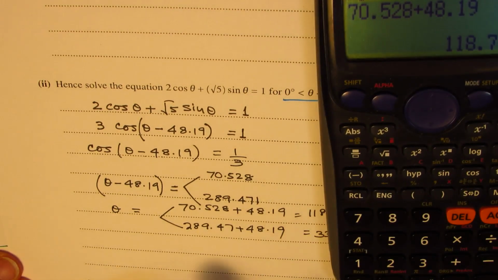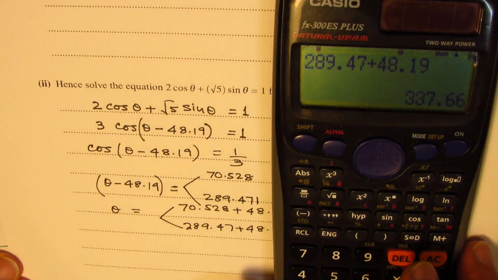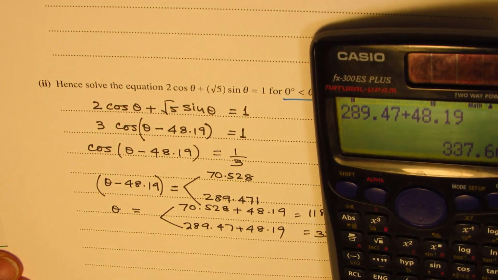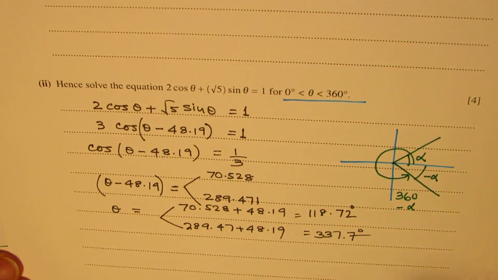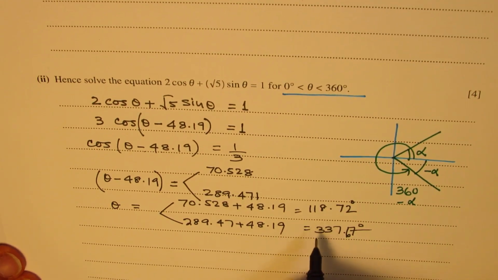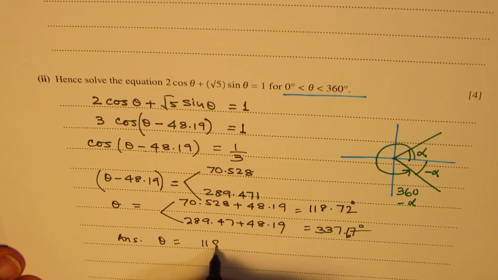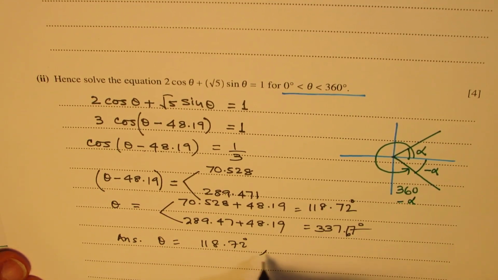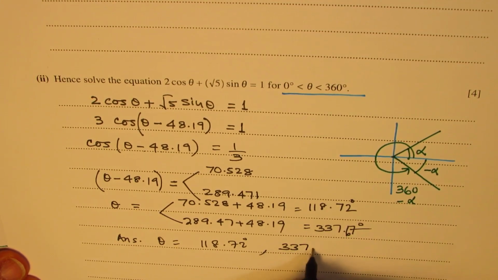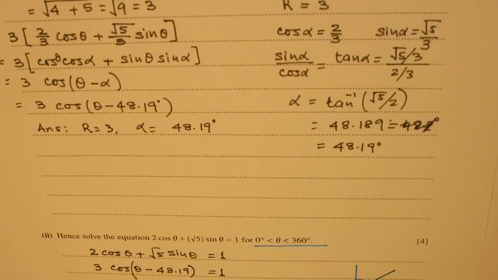The other one, let's rewrite this: 289.47 plus 48.19 to two decimal places is 337.66, right? So we'll write this as 337.67 degrees, correct? So these are the two answers. We have our answer that theta is equal to 118.72 degrees or 337.67 degrees, correct? So I hope these steps are absolutely clear.